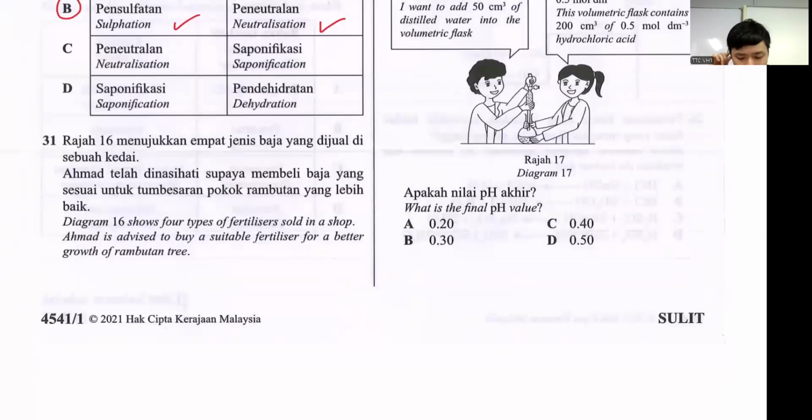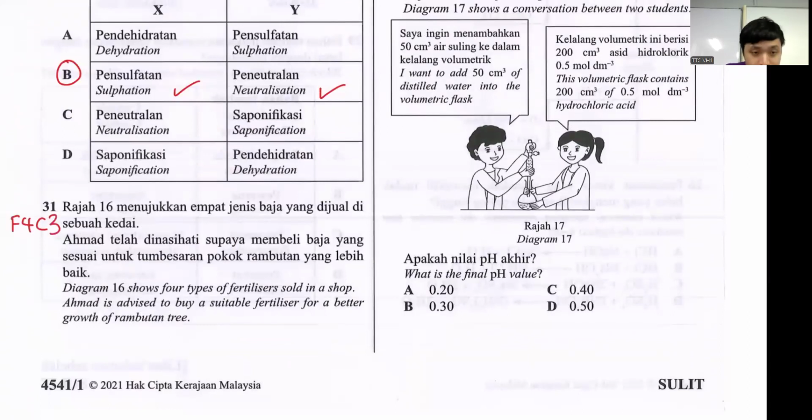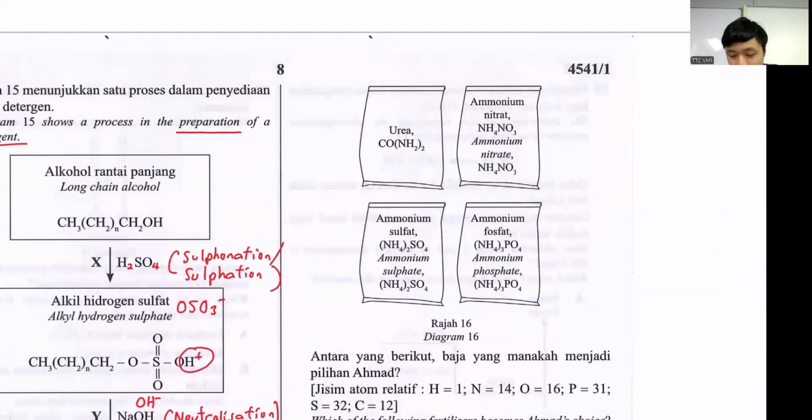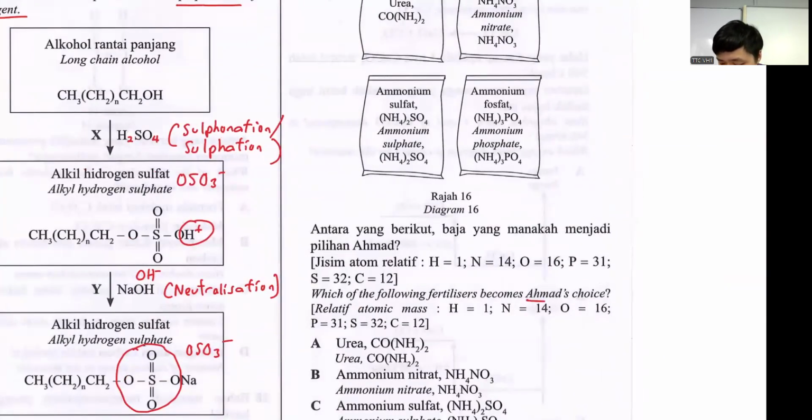Okay, 31. This is Form 4, Chapter 3, a calculation actually. Diagram 16 shows 4 types of fertilizers sold in a shop. Ahmad is advised to buy a suitable fertilizer for better growth of rambutan tree. Here they give you 4 samples: urea, ammonium nitrate, ammonium sulfate, ammonium phosphate. Which of the following fertilizers becomes Ahmad's choice?